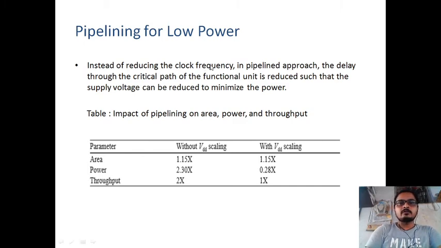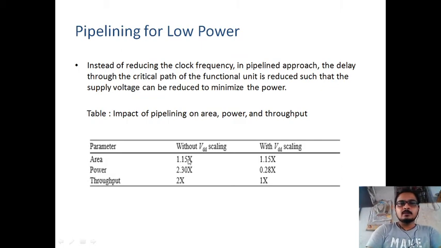Why is there no reduction of clock frequency? Because the delay through the critical path decreases here in pipelining. The delay through the critical path decreases in pipelining. This is clearly seen in the architecture. I will explain this clearly, why you get less delay in the critical path. See the parameters in pipelining without scaling and with scaling. The area is the same, 1.15 on 1.15. In parallel architecture the area is 2.2.